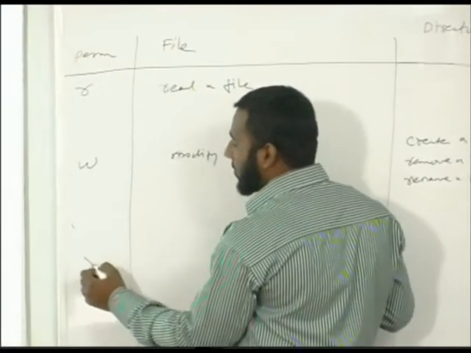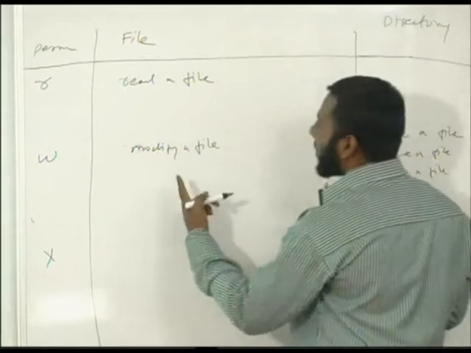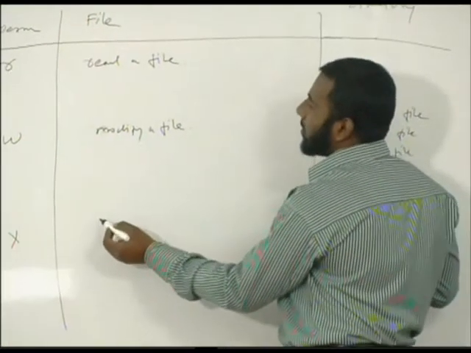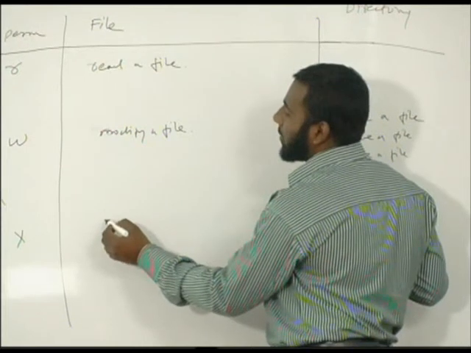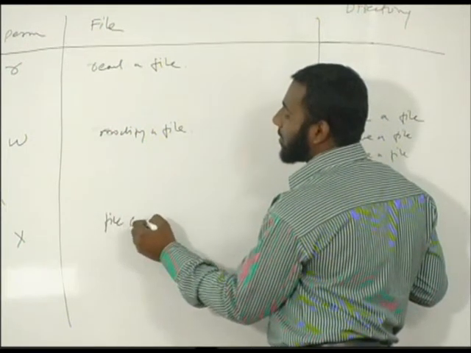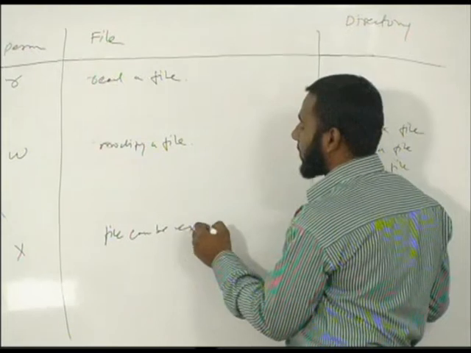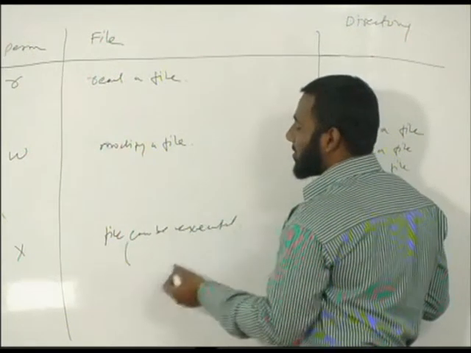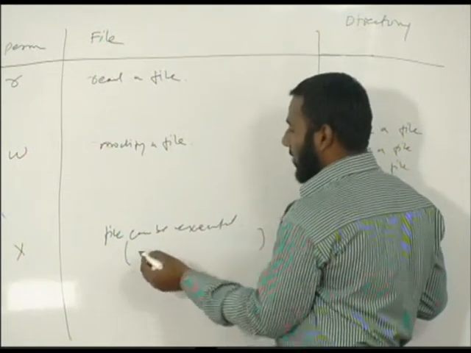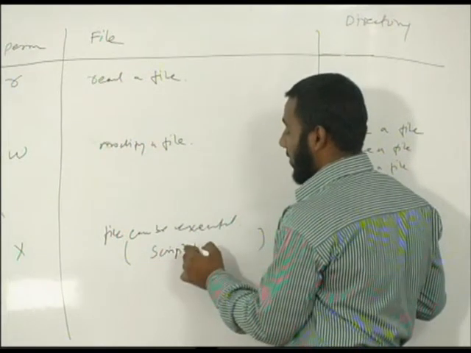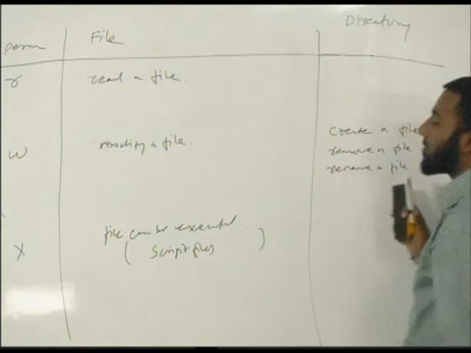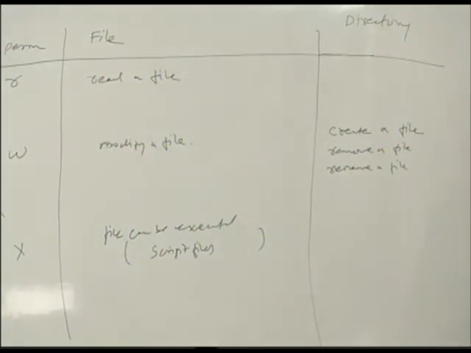What do you mean by execute permission? This is used on a file. It means a file can be executed. Generally, what kind of files will we execute on the shell? Script files. It can be other files as well, but all those files which are executable will have execute permission.